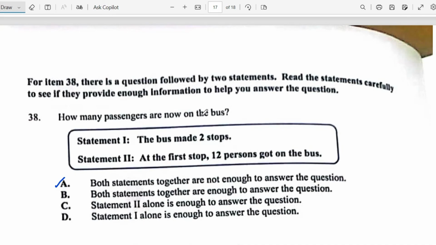So the question says, how many passengers are now on the bus? And we have statement 1 saying the bus made 2 stops, and statement 2 saying at the first stop 12 persons got on the bus. Now both statements are not enough to answer the question because we don't even know how many persons were on the bus in the first place. So we can't know how many persons are currently on the bus.